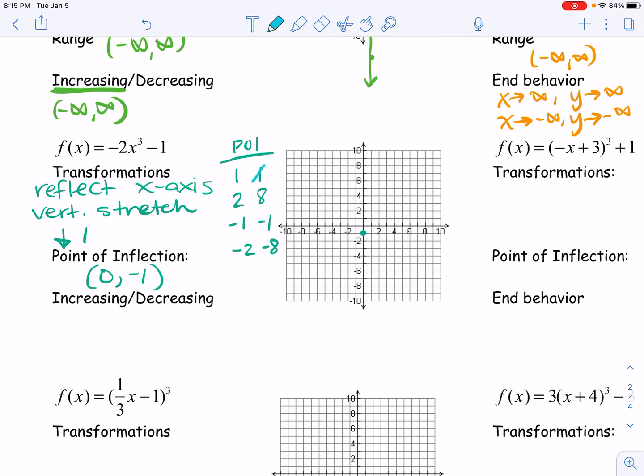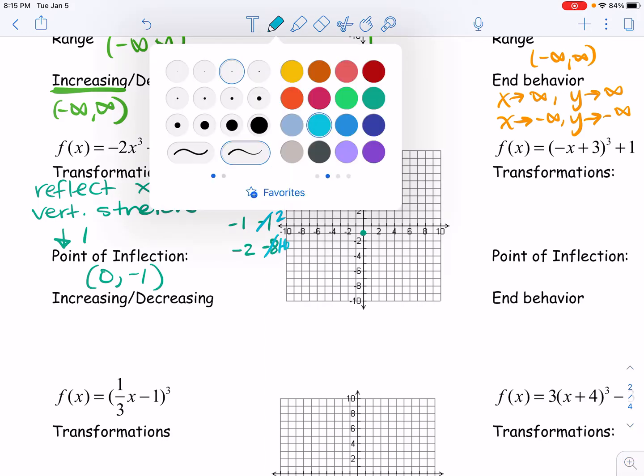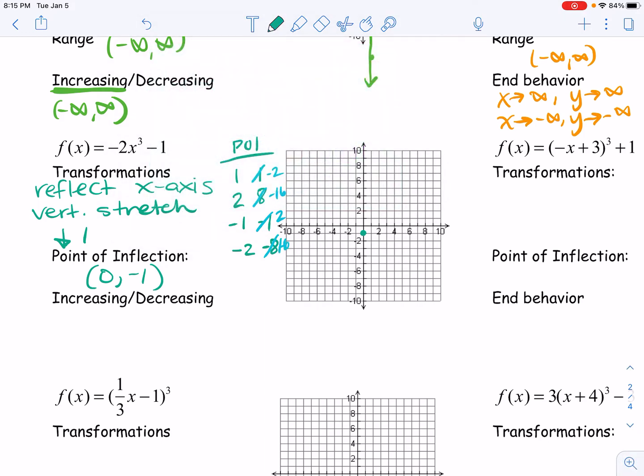So this positive 1 is now going to be a negative 2. This positive 8 is now going to be a negative 16. Negative 1 is now going to be a positive 2. Negative 8 is now going to be a positive 16. So if I go and graph that, right 1 down 2, right 2 down 16, won't fit. So from my point of inflection, left 1 up 2, left 2 up 16, it still won't fit, but you know it's going to be somewhere up here, maybe even a little bit higher than that.